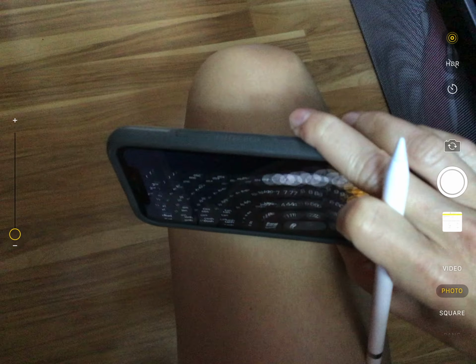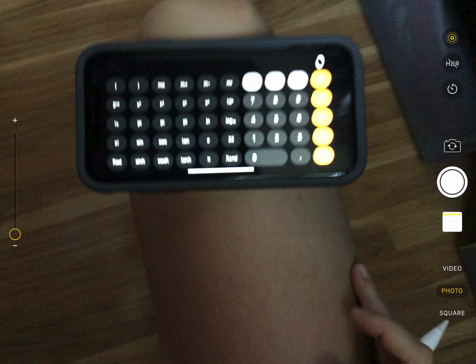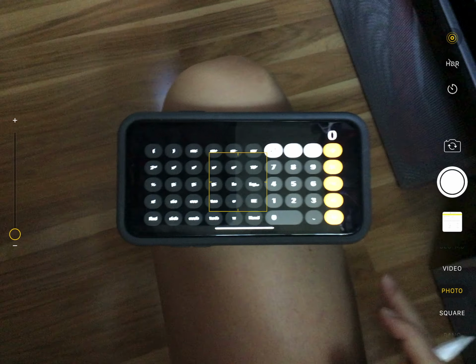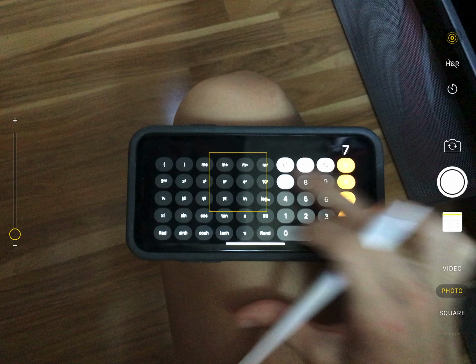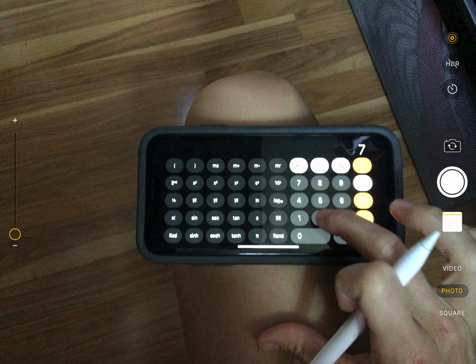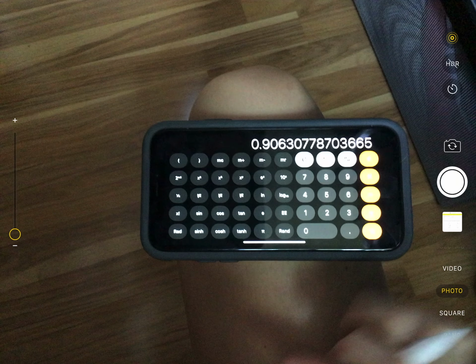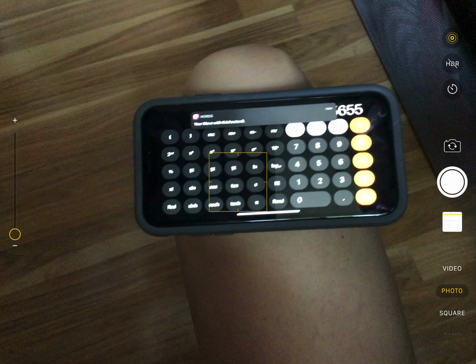Sorry, wasn't prepared. So, turn it sideways. 7 times the cosine of 25. Here's why we hate these calculators. You will have to type in 7 times 25 cosine equals.